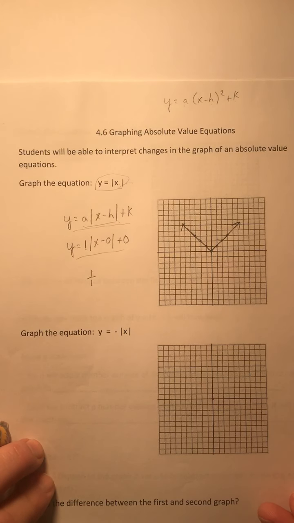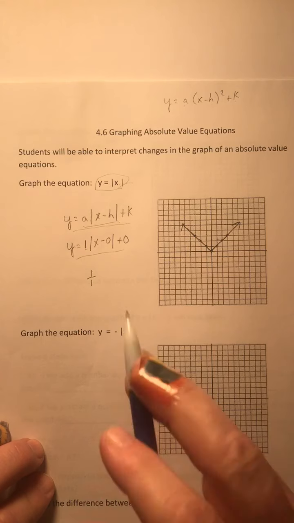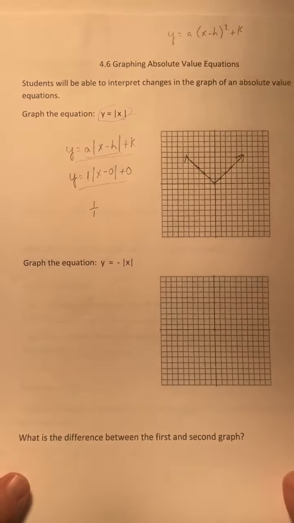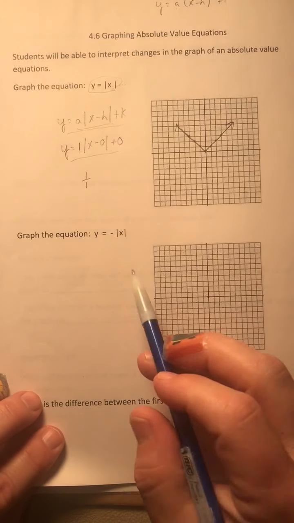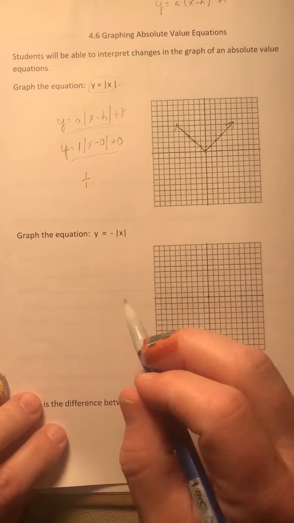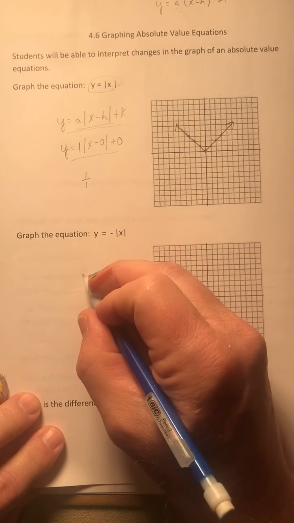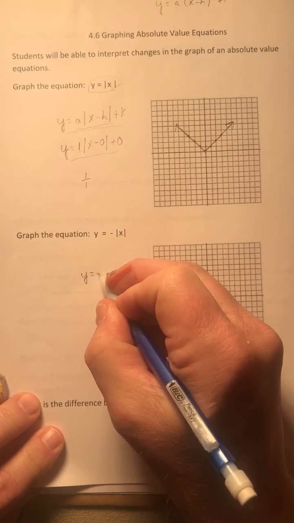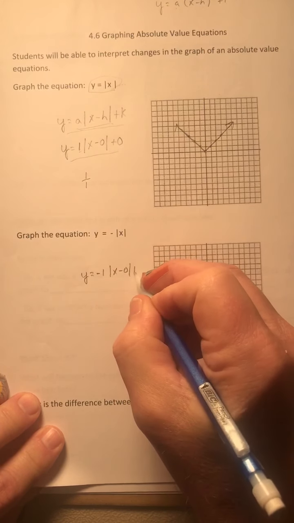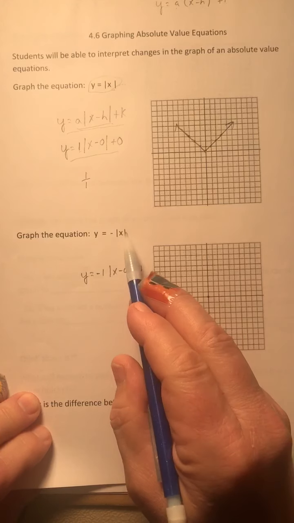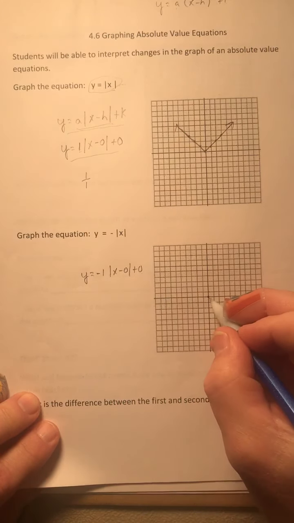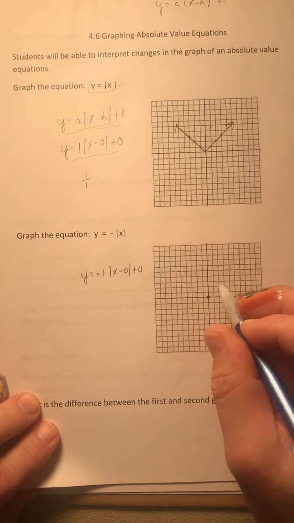So that's what this lesson's all about. If you already know this equation, you guys are going to have no problem with this. So again, let's look at this next one. The only difference between this one and that one is this one has a negative sign in front of it. So again, I'm going to change it into our y equals negative 1 times the absolute value of x minus 0, plus 0. Again, no h, no k, so we fill them in with zeros. So again, this one's going to start at 0, 0.